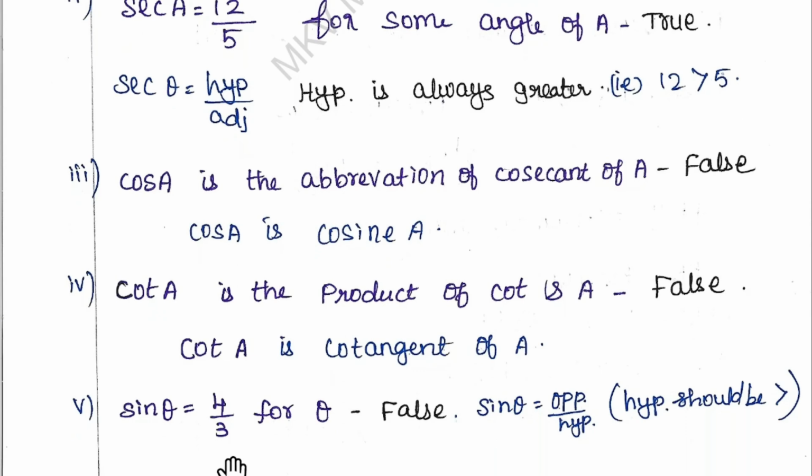Sin theta is 4 by 3. Is it true or false? You know sin theta is opposite by hypotenuse, right? Can you see the denominator is the hypotenuse, but the denominator is less than the numerator. Always the hypotenuse should be greater, right? So this given statement is false.